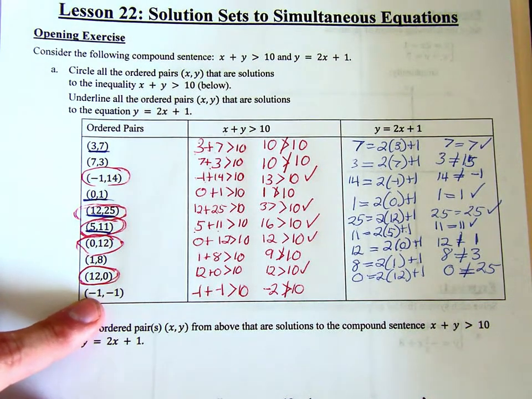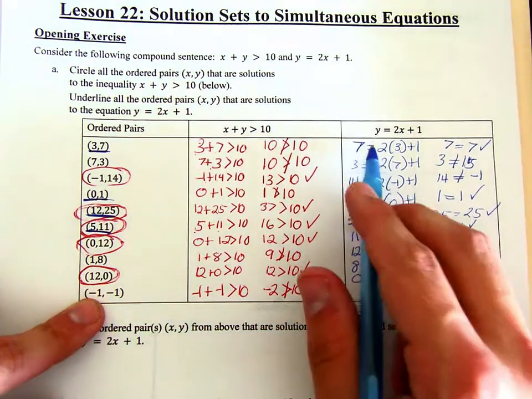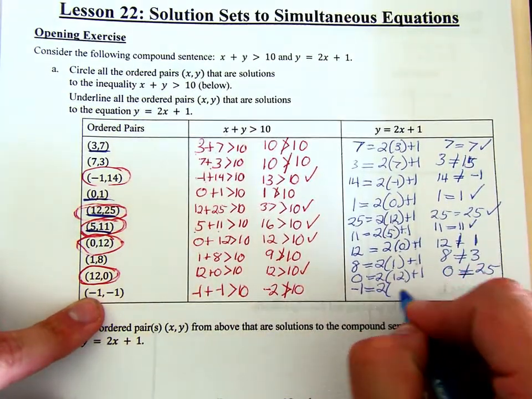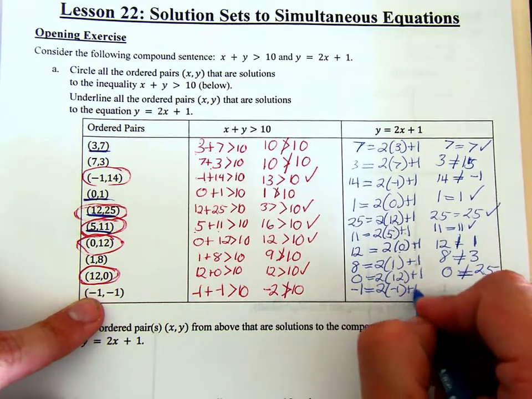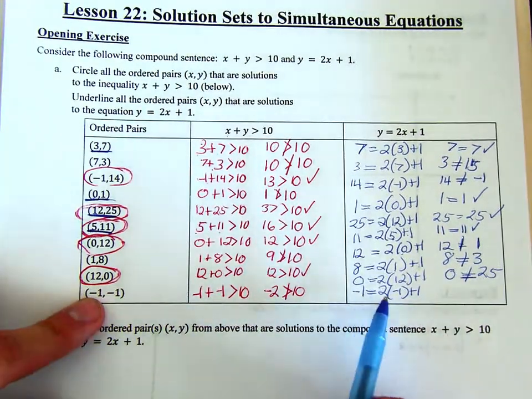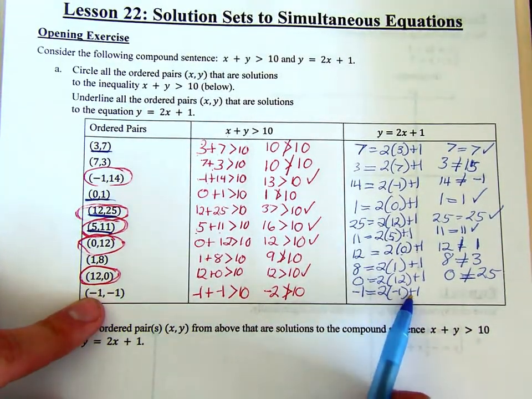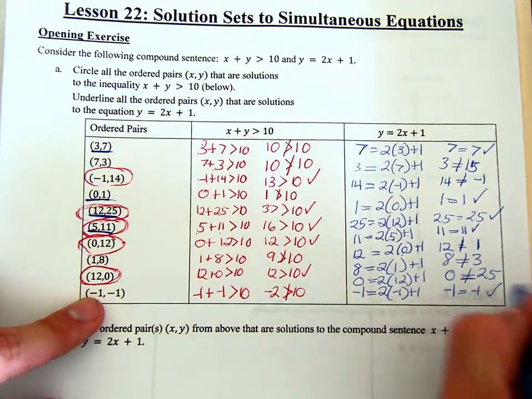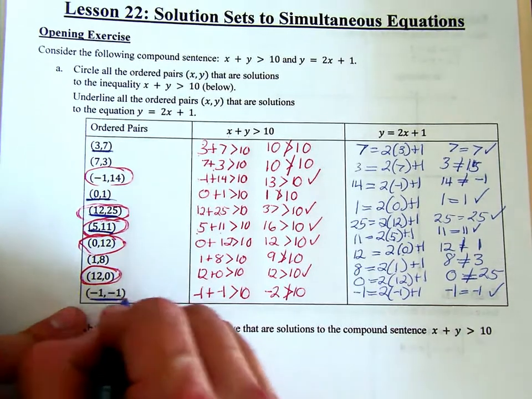And then this last one, negative 1, negative 1. So x, or y is negative 1, x is negative 1. So I get negative 1 is equal to 2 times negative 1 plus 1. 2 times negative 1 is a negative 2, plus 1 is a negative 1. So I get negative 1 is equal to negative 1. And this one works. So I'm going to underline it.